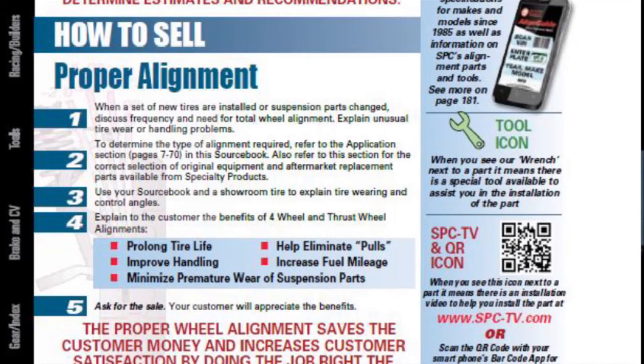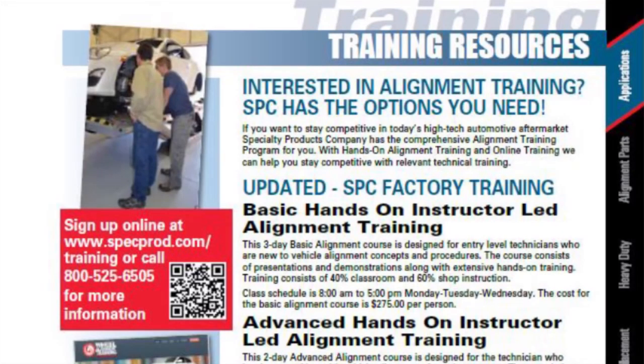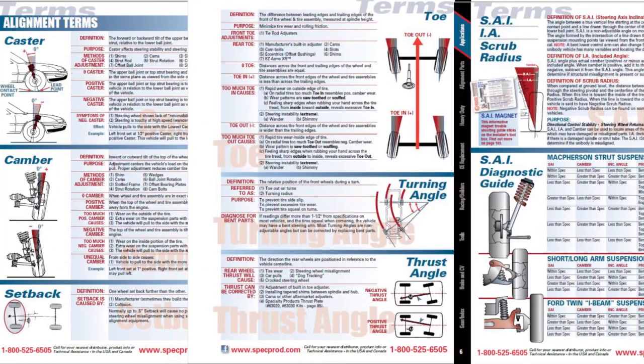Check out the 5-step tutorial on how to sell a proper alignment or the training resources page. Get the information you need to keep your technicians trained and up to date. After that are 3 pages of alignment terms and definitions with illustrated angles. Use these pages to help your customers understand their need for an alignment repair.